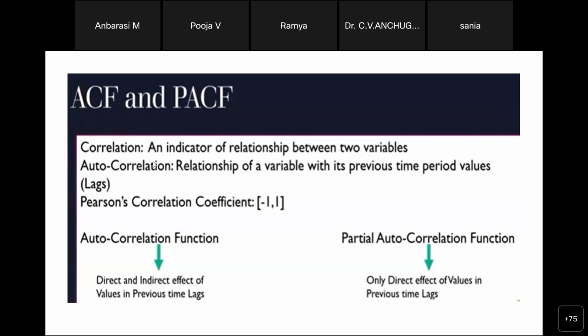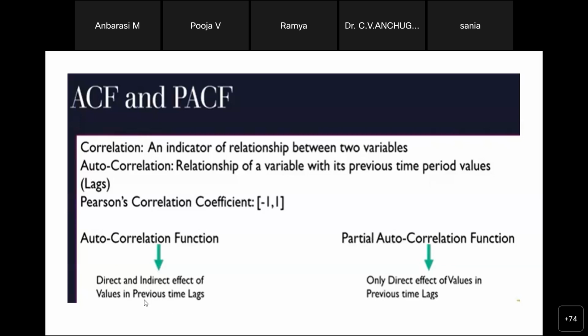So autocorrelation is nothing but the relationship of the variable with the previous time period values. Okay, so that is what we can call an autocorrelation. Generally, for autoregression we will use a partial autocorrelation. For moving average, they will be using an autocorrelation. They will be using the direct and the indirect effect of the values in the previous time lags.